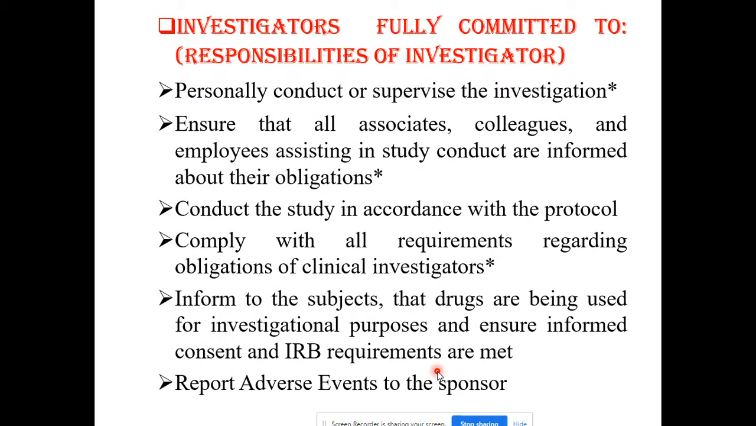Now this is the last slide, student. Investigators are fully committed to the responsibilities of the investigator in concern of the clinical trial study, in concern of the clinical trial protocol.